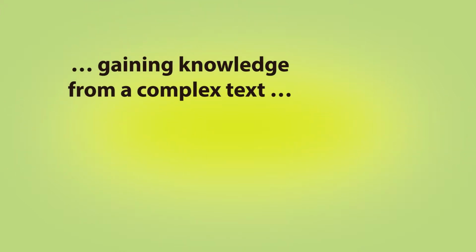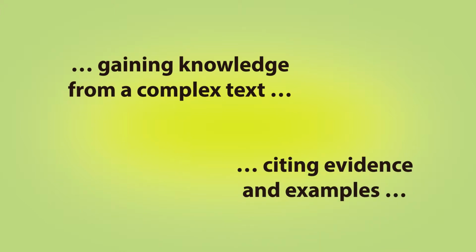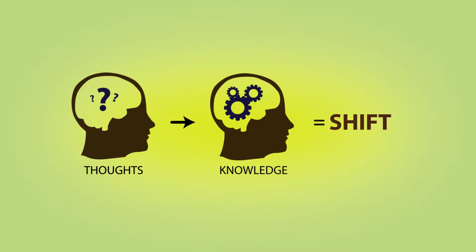The way to achieve that goal is for students to practice close reading and develop strategies for gaining knowledge from a complex text. With Common Core, students should be able to demonstrate what they've learned by citing evidence and examples from a text they've read. That's a shift, because in the past, students often have been assessed more on what they think about a reading, rather than their knowledge of the actual contents of the text.